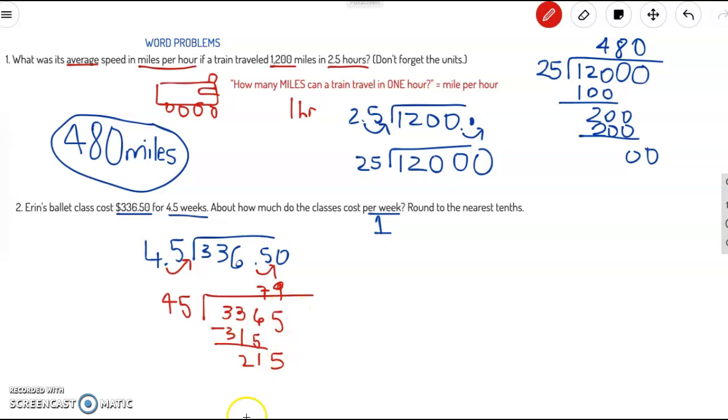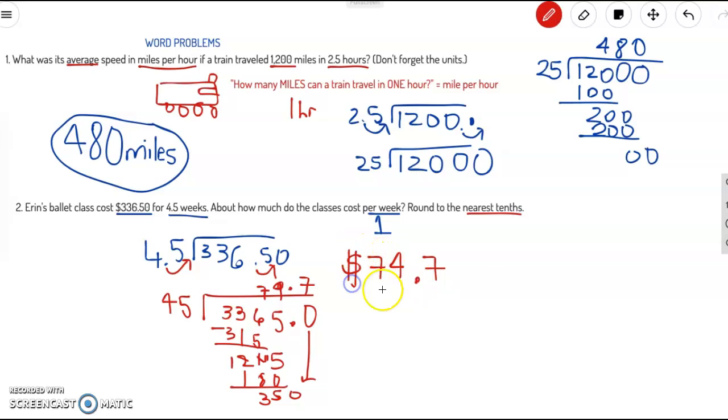4 times 45, we got 180. When we subtract that, we have to borrow here, so this becomes 11. 11 minus 8 is 3. Okay, now we've got to annex a 0. We can actually stop here because it says round to the nearest tenths place. So we're at the tenths place here. So let's finish this off. 45 goes into 350 7 times again. And yeah, so the answer is, I know it looks like a 9, but remember it's a 4. 74.7. It says round to the nearest tenths. And because it's an American dollar, we're just going to add a 0 here. $74.70 per week. That's an expensive ballet class.